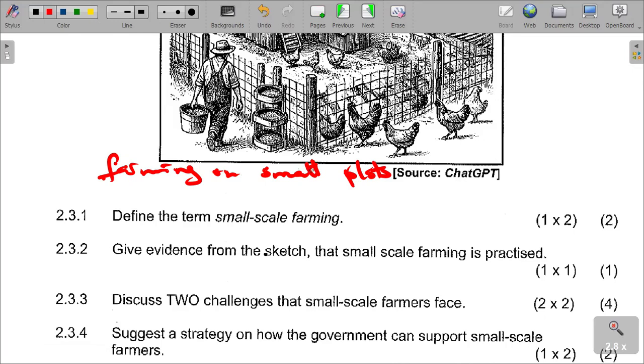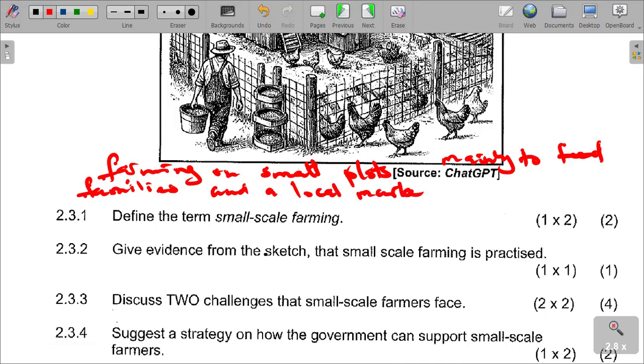mainly to feed families and a local market. This is what we call small scale farming: farming on small plots, mainly to feed families and the local market.